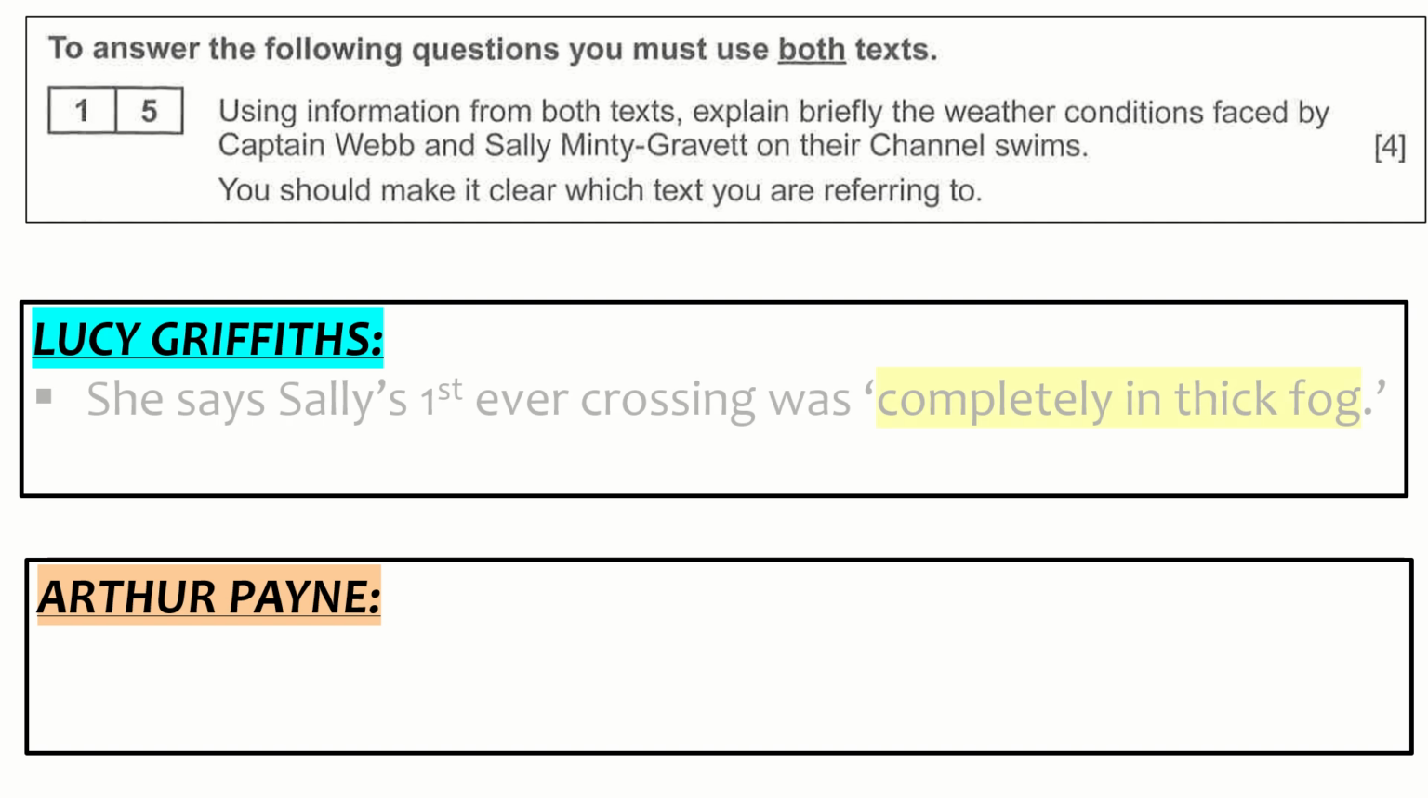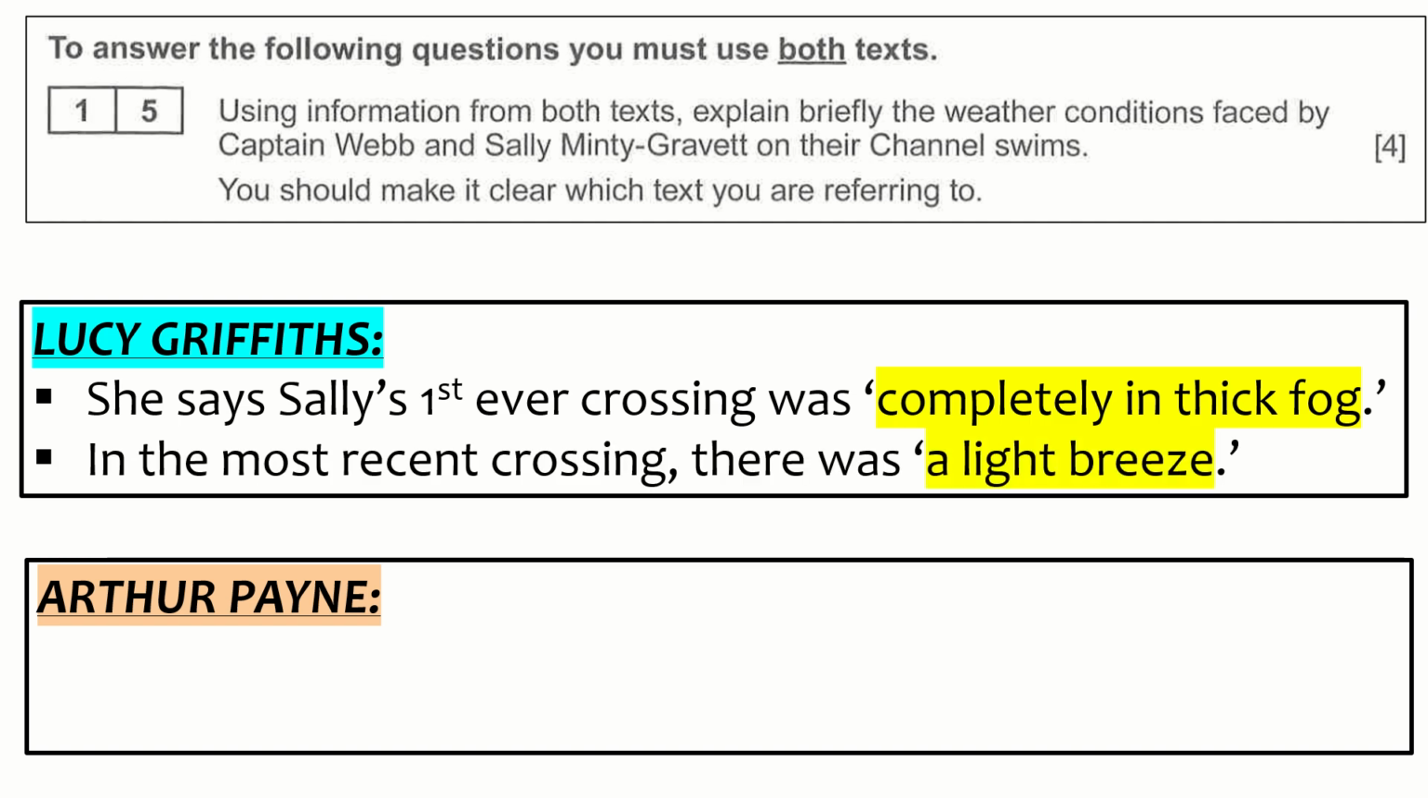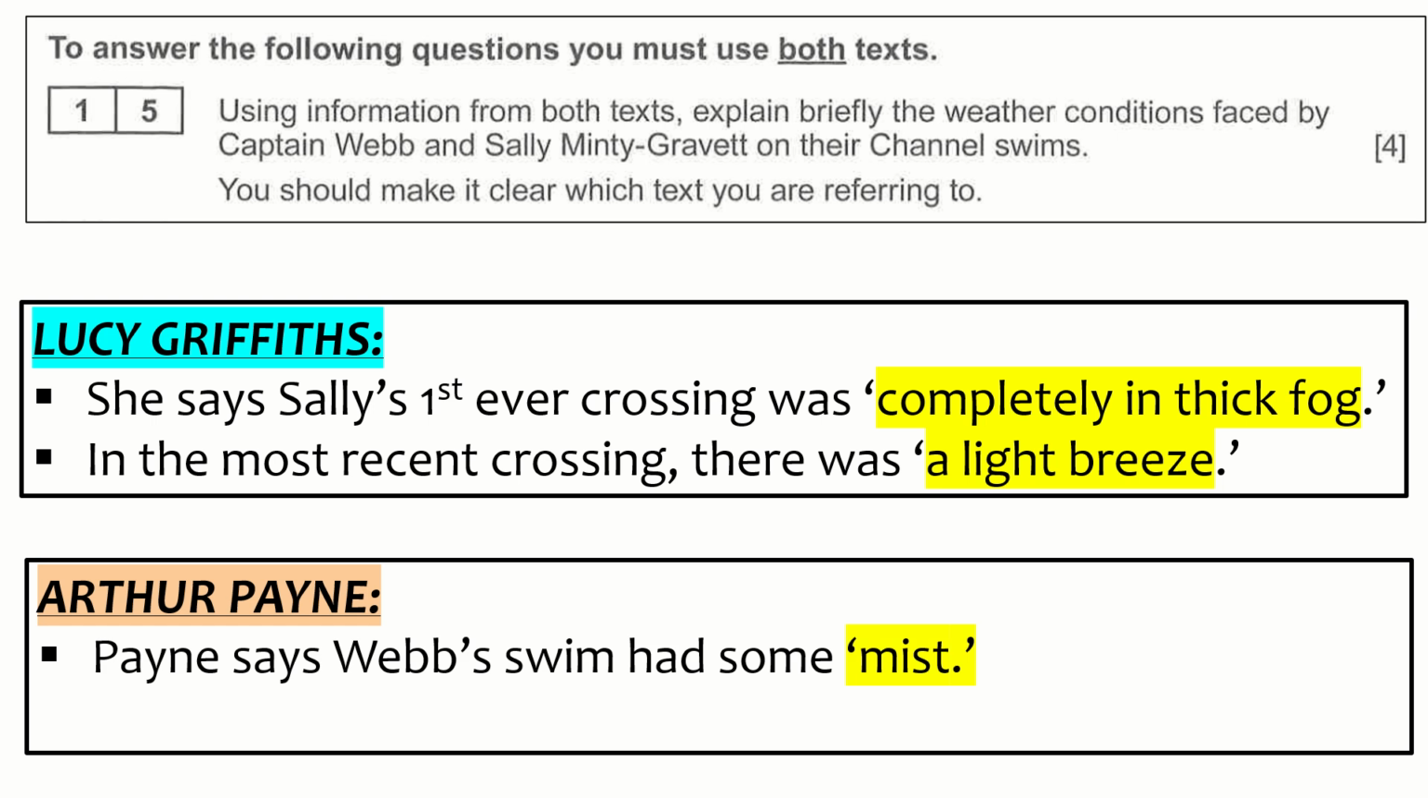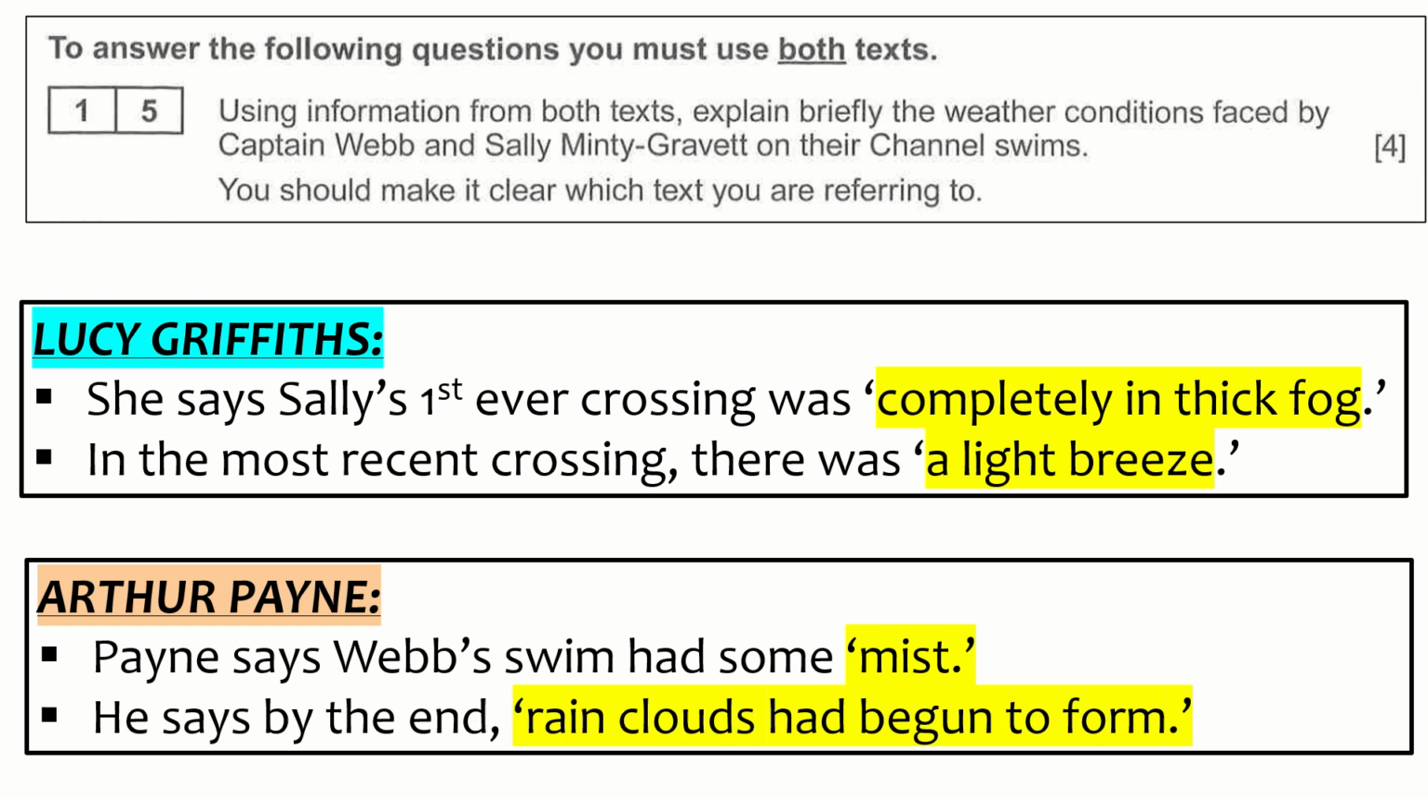So Lucy Griffiths said that Sally's first ever crossing was completely even thick fog. She said there was a light breeze, while Arthur Payne said there was some mist. And he says by the end, rain clouds have begun to form. Always do a little sentence starter. Try not to do just quotes. To be honest, you probably would get the marks for just putting the quotes, but you need to make sure.